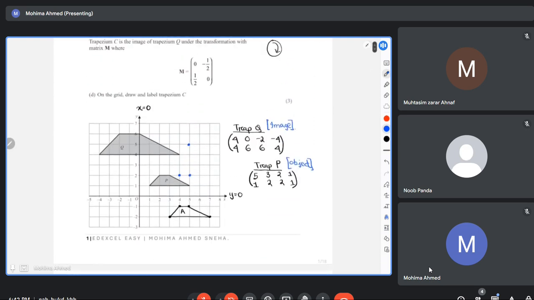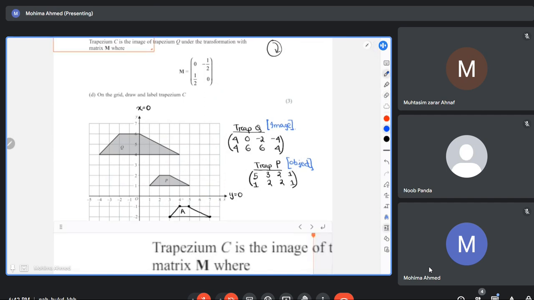Sorry. I'll just write down the coordinates for here. It was 4, 2, 5, 5, then 5, 4, this one, and then again 4, 6, this one, right? This is how the image will be. This is the trapezium B, right?